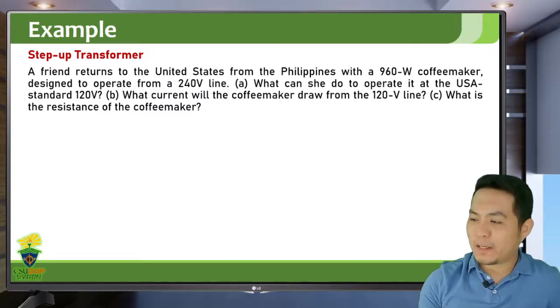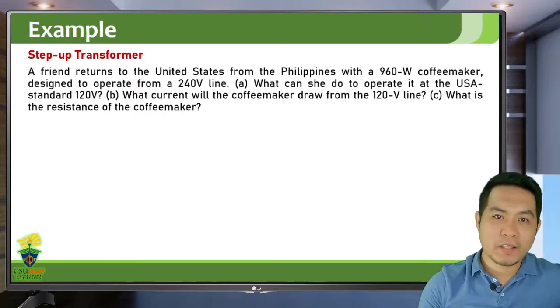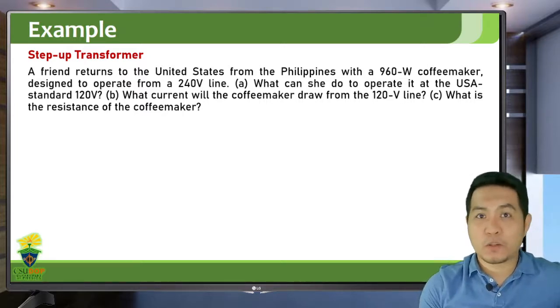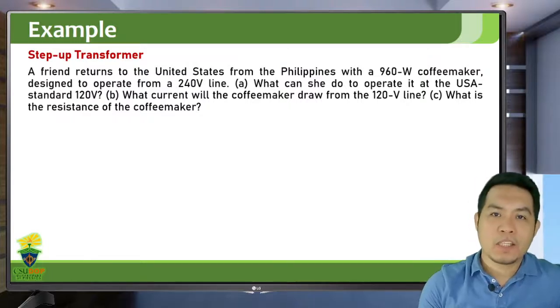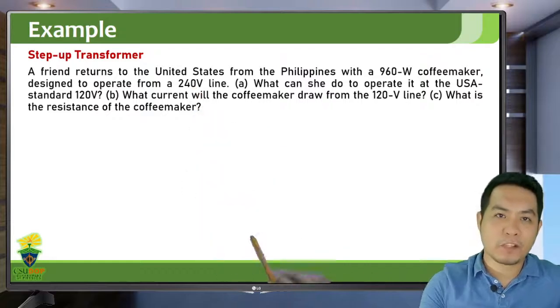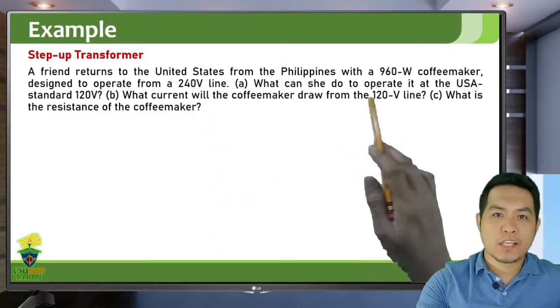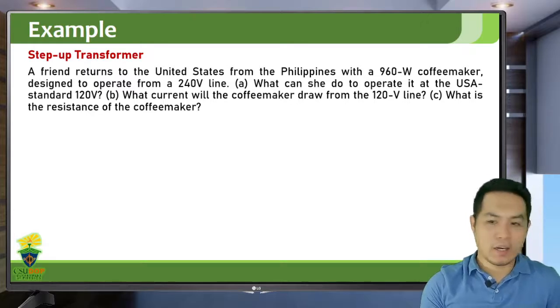So usually in the Philippines, our power outlet can accommodate from 200 to 240 volts VRMS. So she's from the Philippines. She bought a coffee maker designed for a 240 volts line. So what can she do to operate it in the USA standard 120 volts?